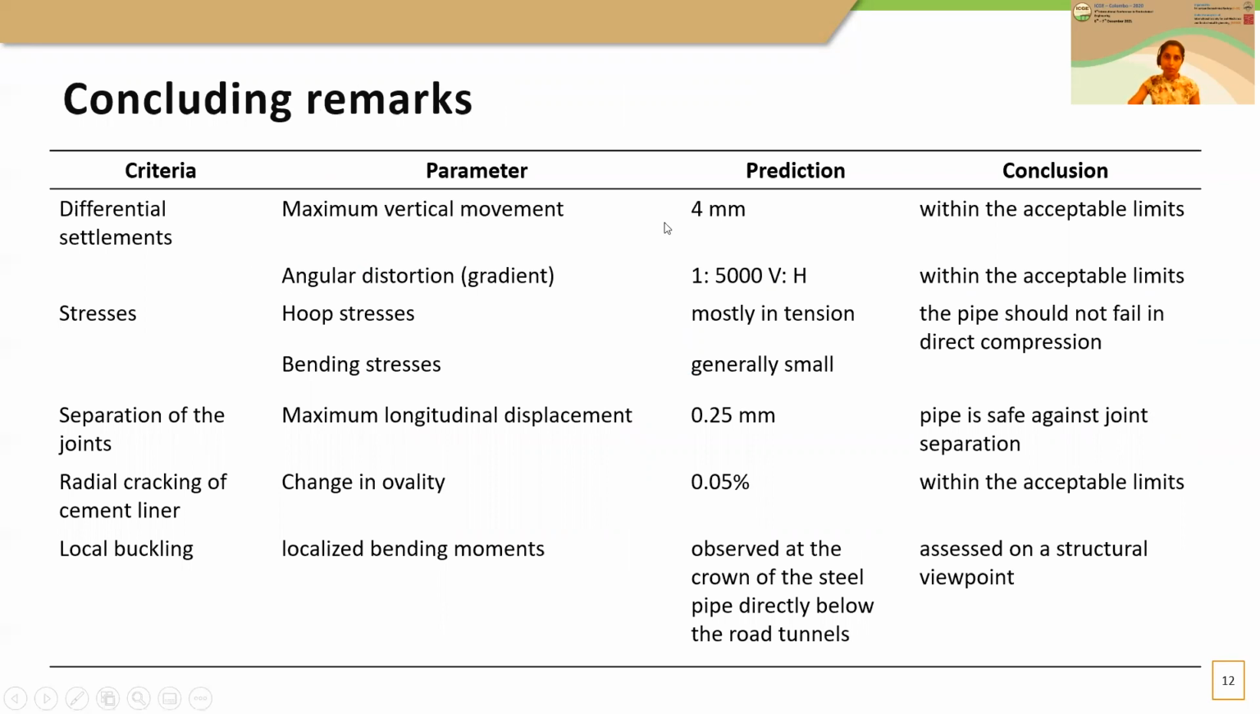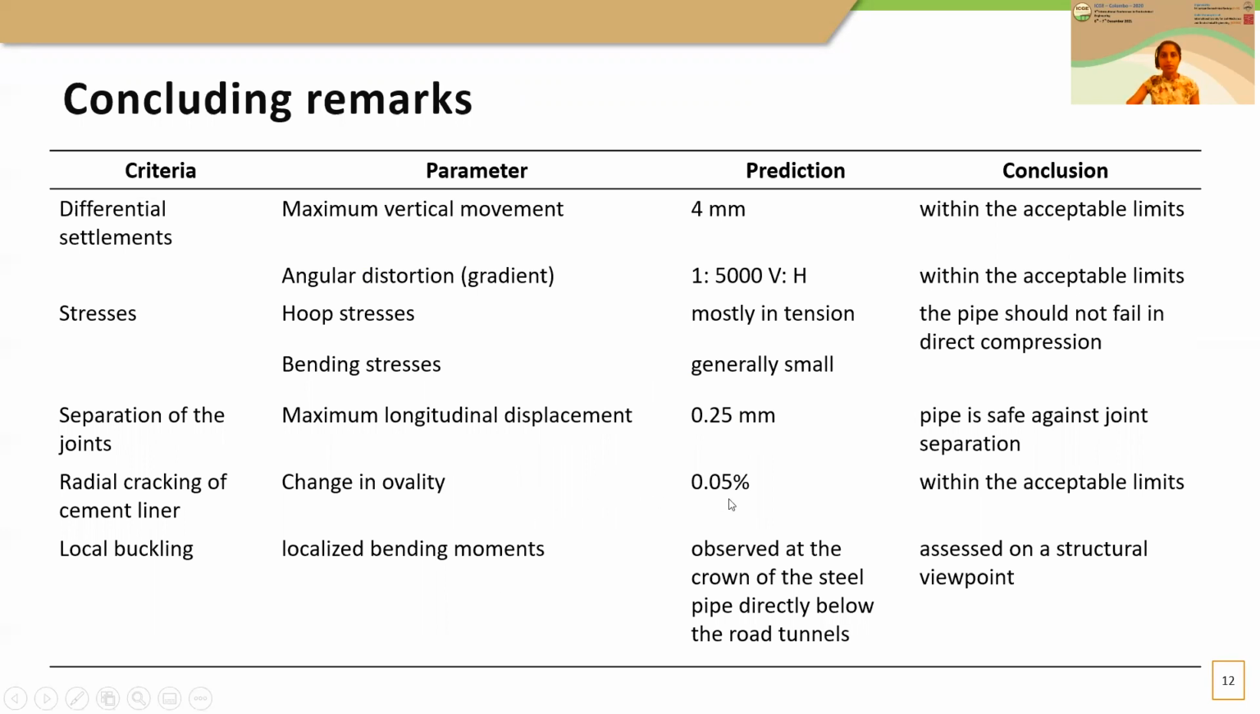as you can see in the table, the maximum vertical deformation was only 4 millimeters, which is within the acceptable limits. The angular deformation or gradient was also within the acceptable limits. Thus, it shows us that differential settlement will not be an issue. The hoop stresses and bending stresses were also within the acceptable limits. The longitudinal displacements at the joints were only about 0.25 millimeters. That tells us that the joints are not going to open up and cause leakage.